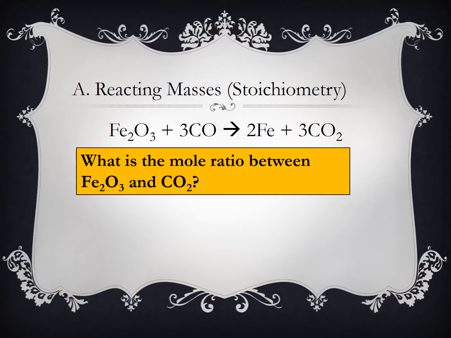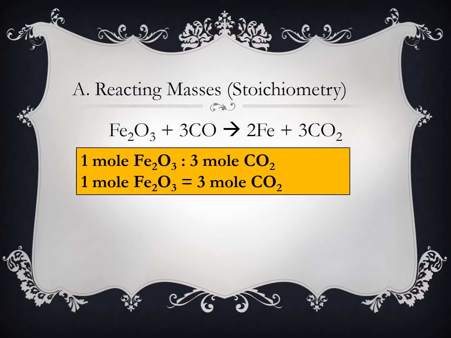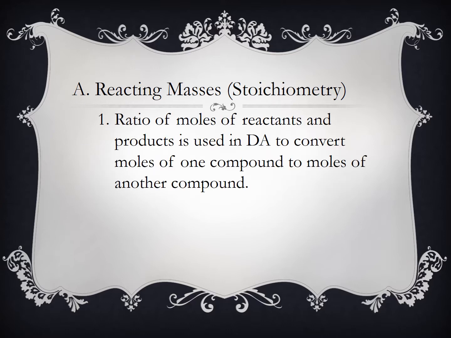What is the mole ratio between Fe2O3 and CO2? Again, same value. It's a 1:3 ratio. And again, if it's a ratio, it's a conversion factor. That means you can convert 1 mole of something to another mole of something else. So you're going into dimensional analysis. That's what stoichiometry basically is, dimensional analysis of chemistry units like moles and grams. The ratio of the moles of reactants and products is used in dimensional analysis to convert moles of one compound into another compound.